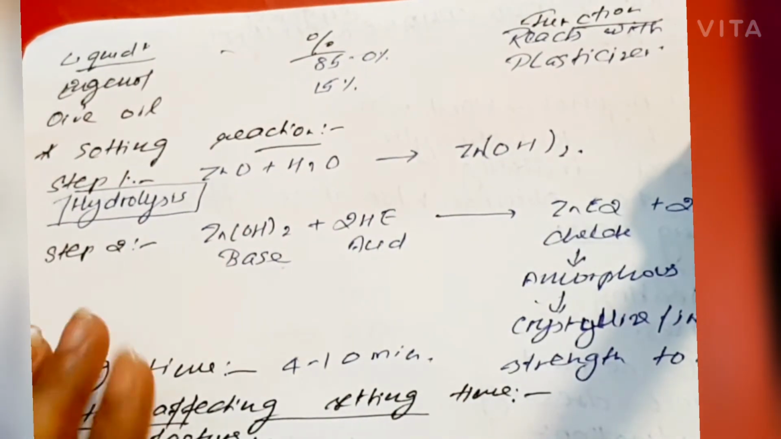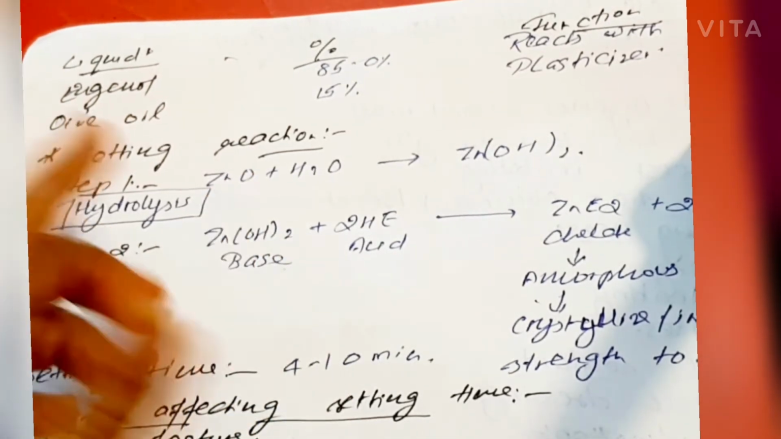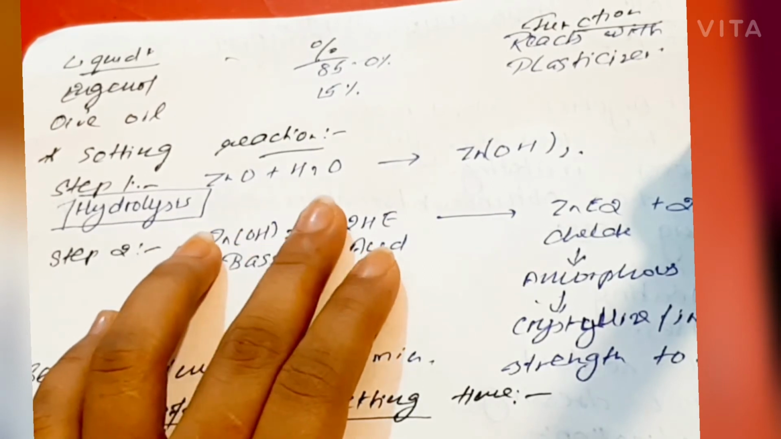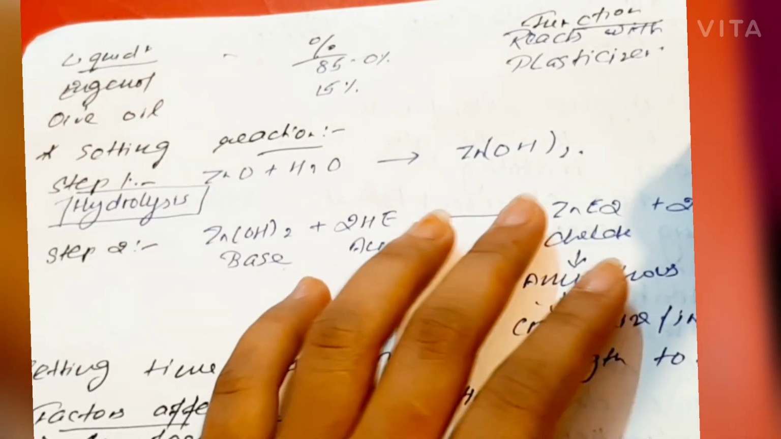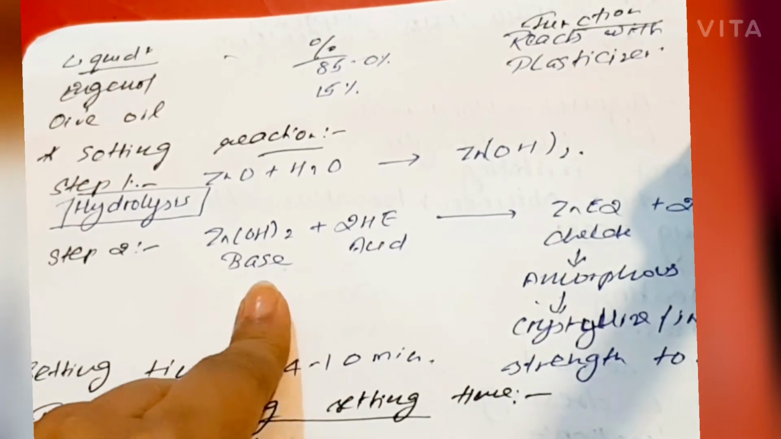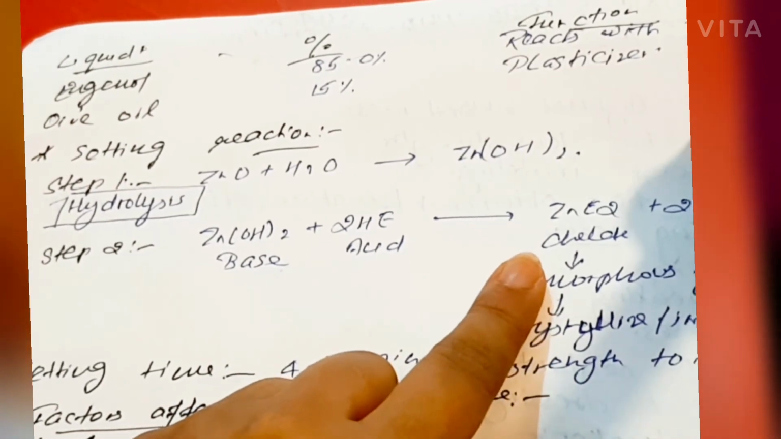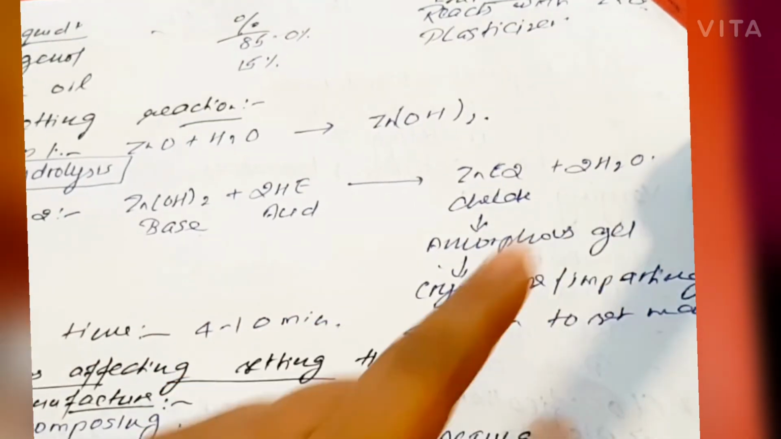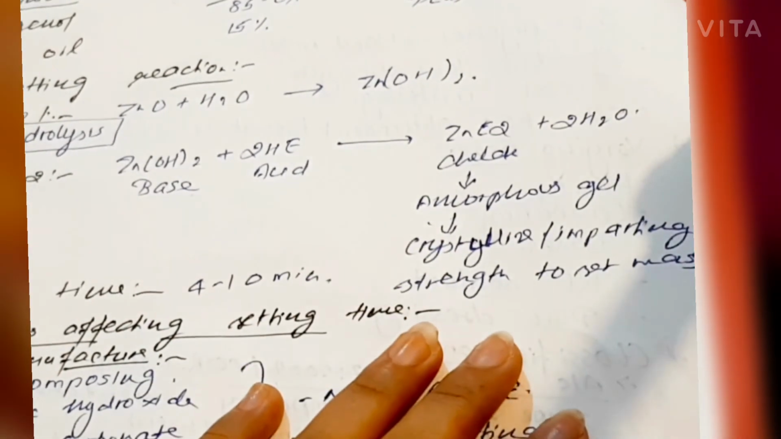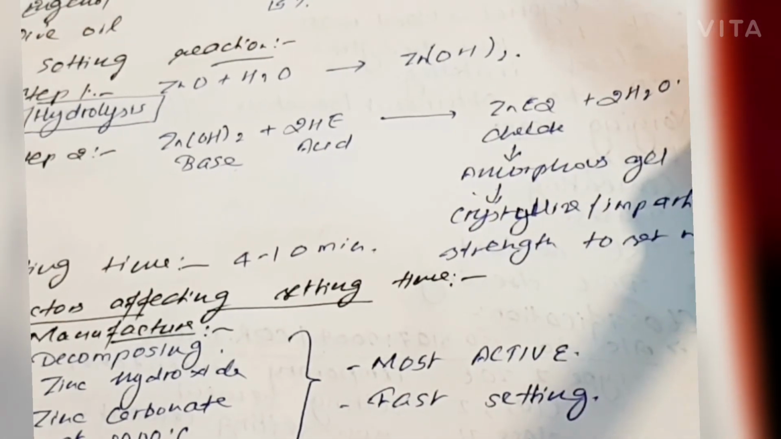Now the setting reaction. Step 1 is known as hydrolysis, and it is known as hydrolysis because in this reaction zinc oxide is mixed with water to form zinc hydroxide. Now in step 2, this zinc hydroxide acts as a base, and it then reacts with an acid and forms a chelate, that is ZnE2 plus water. This chelate is an amorphous gel, and it crystallizes and imparts strength to the set mass. The setting time is 4 to 10 minutes.